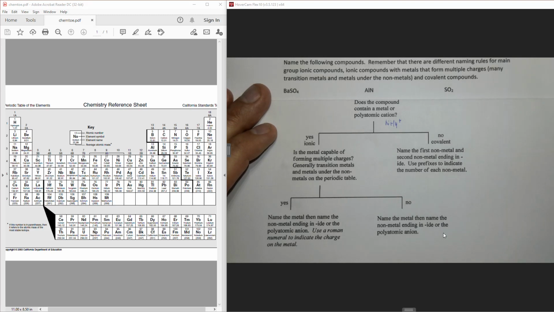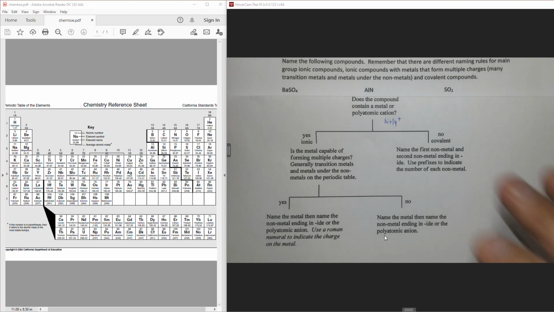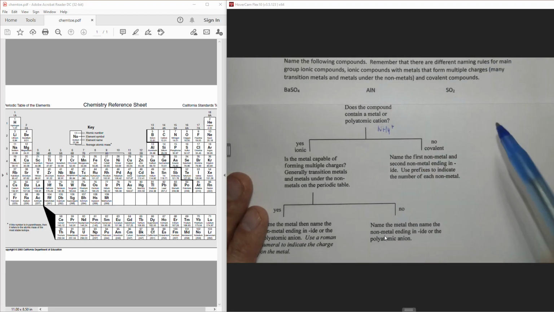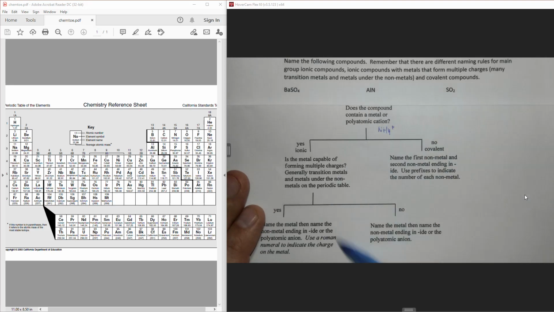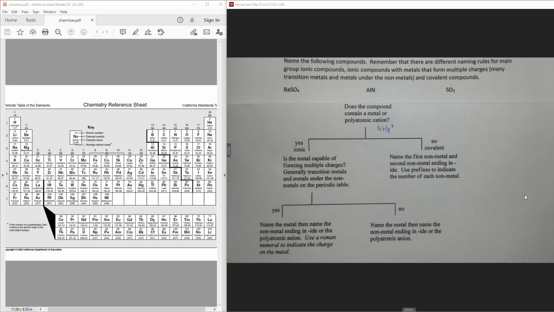Note that if it has a polyatomic ion, we name the polyatomic ion. We don't use the "ide" suffix. So this is basically how it works. Once you have done a bunch of these, you don't really need this anymore, but until then, it may be helpful.